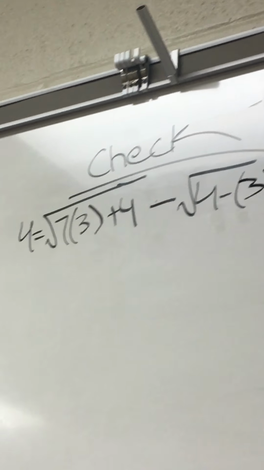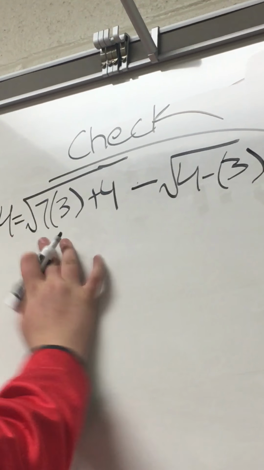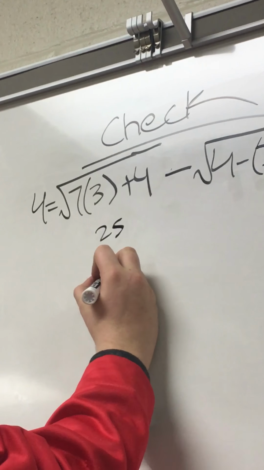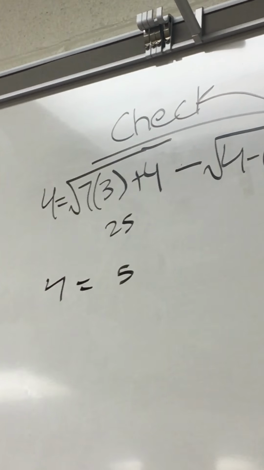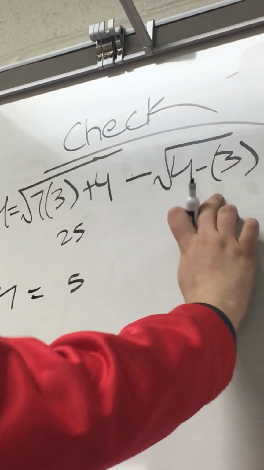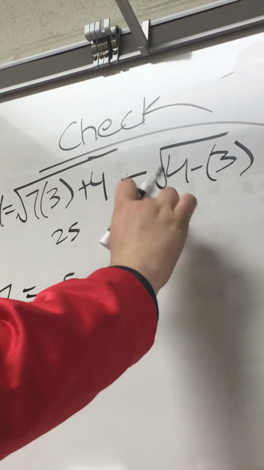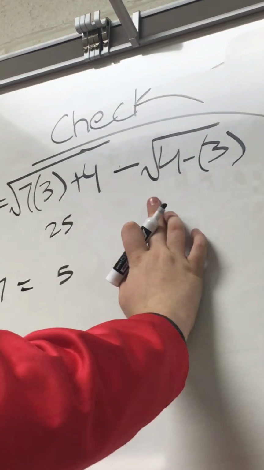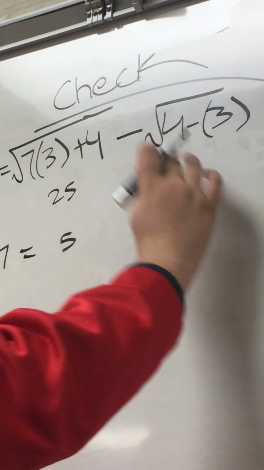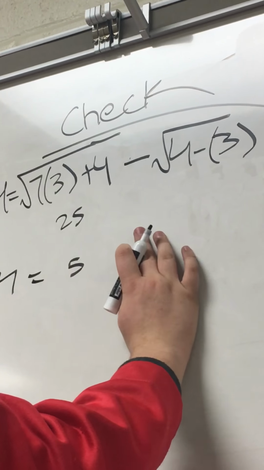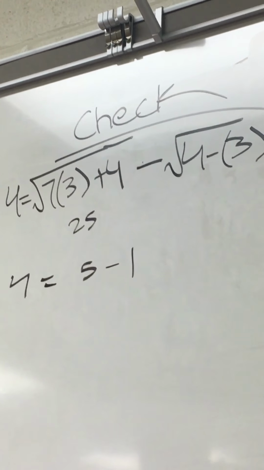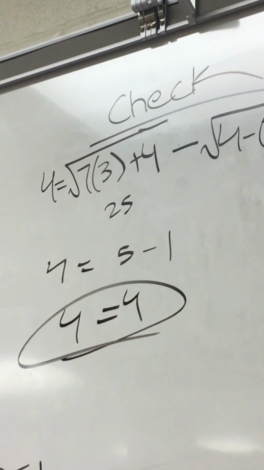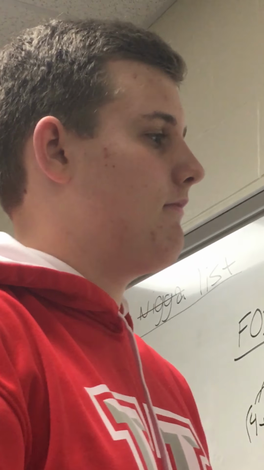So now I just got to simplify that, and I got to do 7 times 3, 21. 21 plus 4 is 25. Square root of 25 is 5. Equals. And then I gotta do negative 3 plus 4, then equals 1. So I gotta square root that. So then it would be minus 1. So then that would be 4. So it's 4 equals 4. So it works. Alright, so the answer is 3.